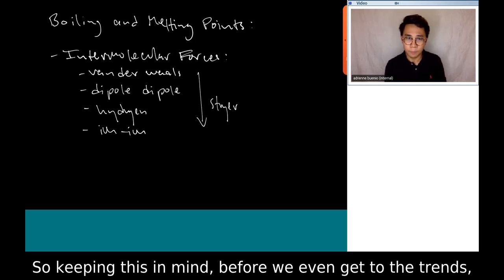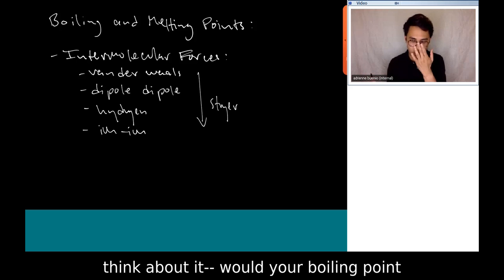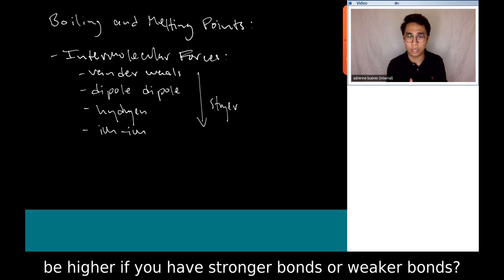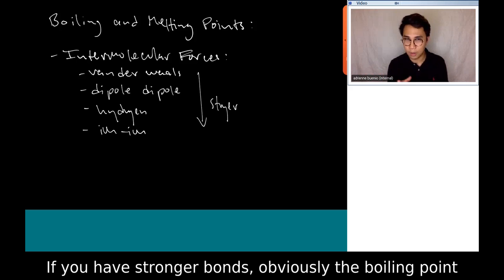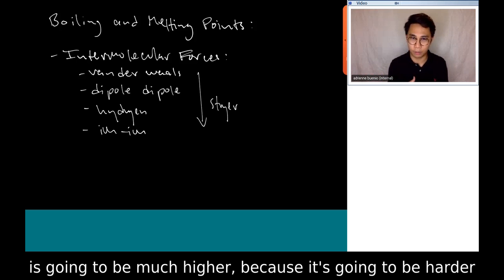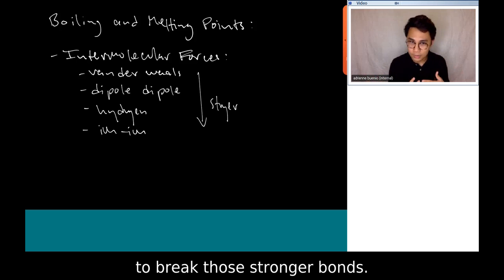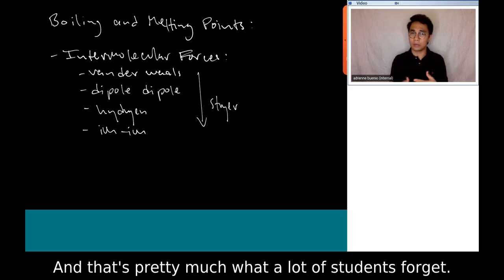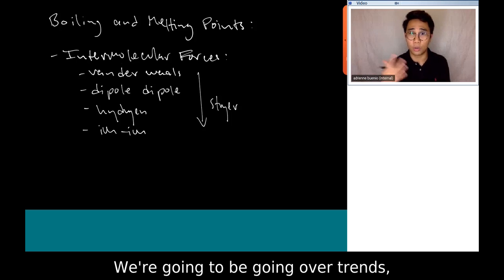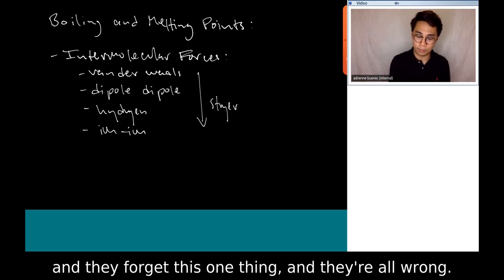So keeping this in mind, right? Before we even get to the trends, just think about it, would your boiling point be higher if you have stronger bonds or weaker bonds? And that makes sense, right? If you have stronger bonds, obviously the boiling point is going to be much higher because it's going to be harder to break those stronger bonds, right? And that's pretty much what a lot of students forget. We're going to be going over trends, and they forget this one thing, and they're all wrong.